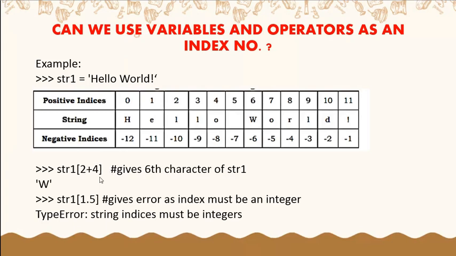But remember one thing, that if you are using a floating point value inside square brackets, then it will again show you an error, and it will show the error name as TypeError: string indices must be integers. That means in square brackets the value must be of integer type and not of any other type.